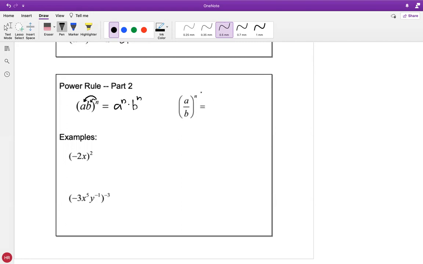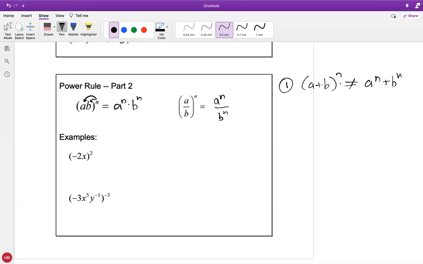The power also distributes to a quotient of things. So here I have a quotient, and the whole thing is raised to the n power. That's a to the n over b to the n. Couple of things to note here. Thing number 1, this rule does not work for adding and subtracting. I cannot express to you enough how much this is not true.